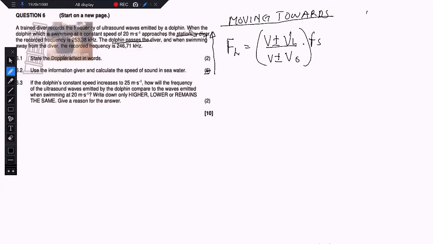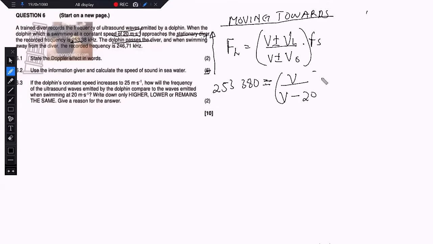So the frequency of the listener: we are told that the stationary diver records 253.38 kilohertz, which we multiply by 1,000 to give 253,380, and that is equal to, remember, the velocity of the listener is 0, so we just have V there. But since the minus is down here, this is V minus. What's the velocity of the source? We are told that the dolphin, which is the source, is swimming at a constant speed of 20 meters per second.